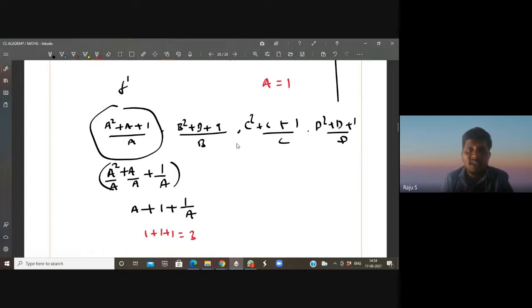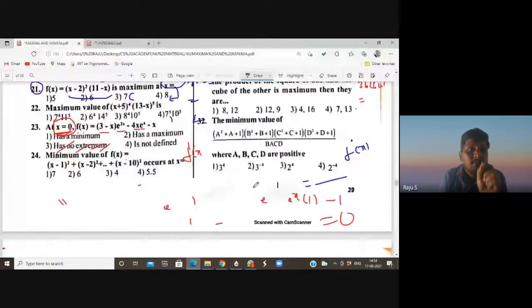If you take other than 1, take any real number, your wish, you are going to get greater than 3 only. This value will be greater than or equal to 3, where capital A belongs to the real numbers. In the same way, the first value is greater than or equal to 3, the second one also, the third one also, the fourth one also greater than or equal to 3. So for each case the minimum value is 3, but here they have given the product. So 3 into 3 into 3 into 3, nothing but 3 power 4, is the minimum value.